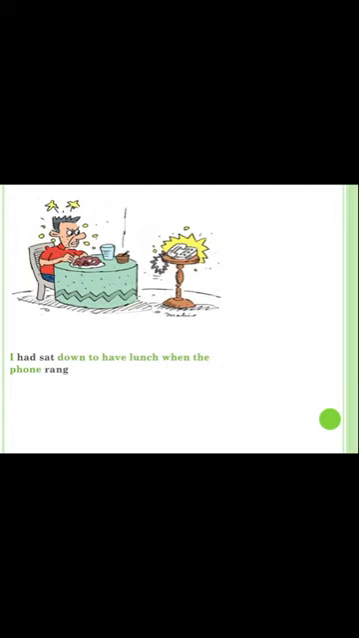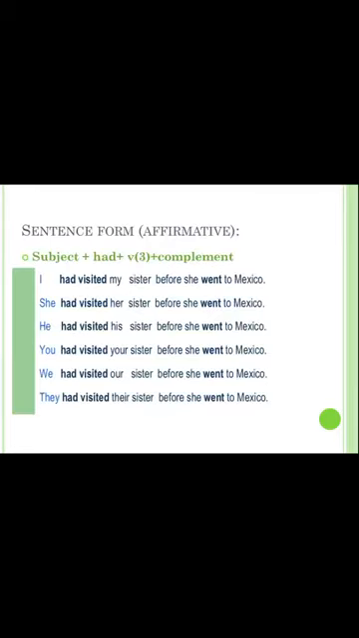Okay. From these examples, can you tell me what is the form of the sentence when we are using the past perfect? Think about it. Had sat down, had left, had not studied. Okay, now let's see what is the sentence form, the affirmative sentence form. But it's very simple and very clear.